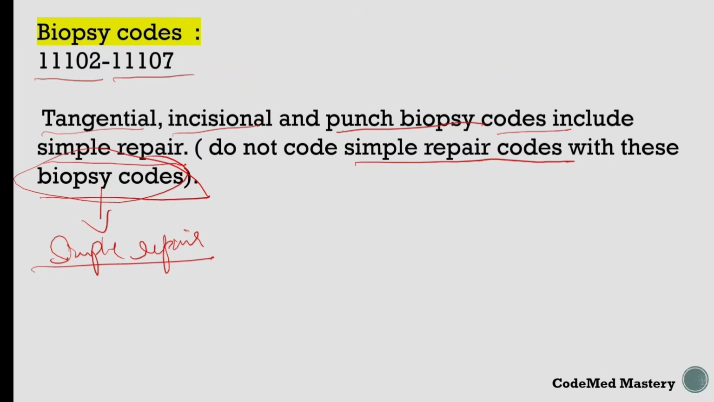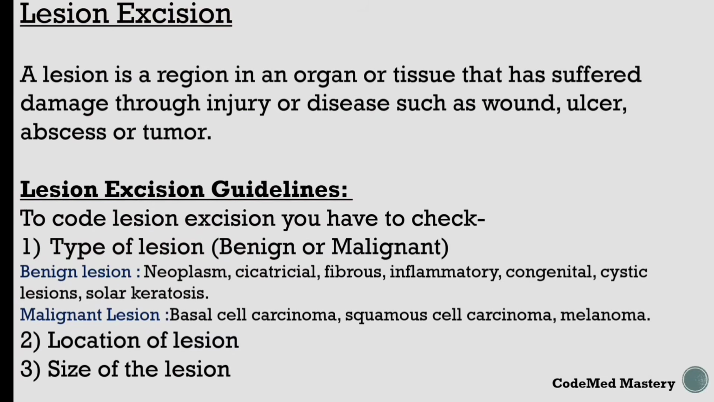I hope you understand. Next important thing is lesion excision. This is also very important for your CPC exam. They will surely ask 1 to 2 questions from this section. So first, let us know what is a lesion. A lesion is a region in an organ or tissue that has suffered damage. The damage may be through injury or disease such as wound, ulcer, abscess or tumor.